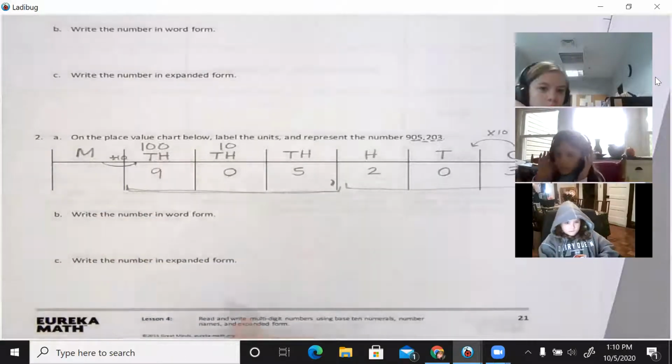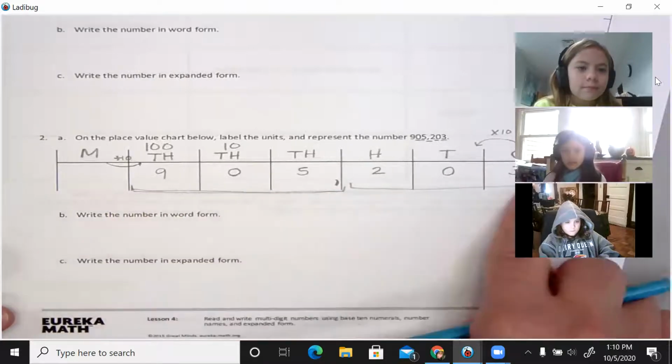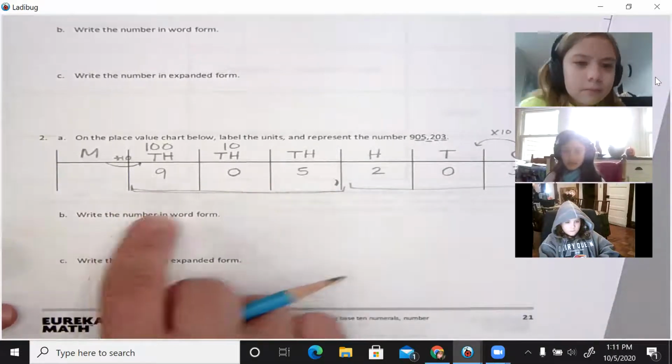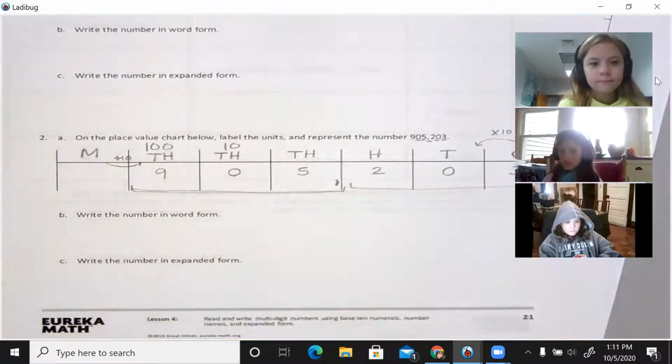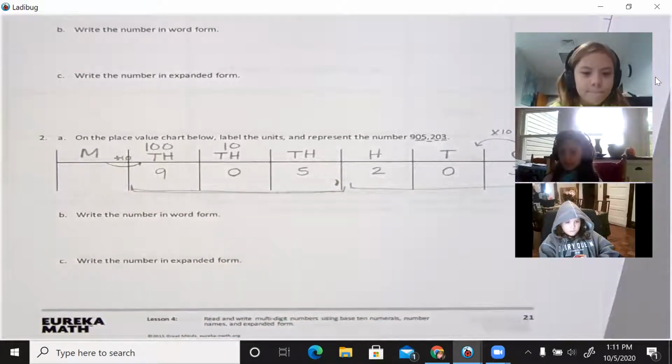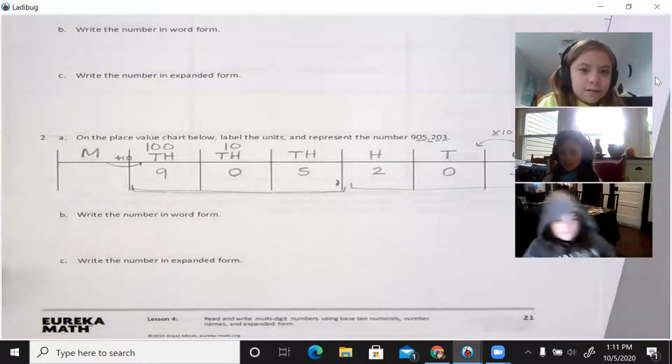Okay, that leads us right into letter B. Now we want to write this number in word form. So with this number, 905,203, what form is that in, Olivia? When you use digits, what form is that?